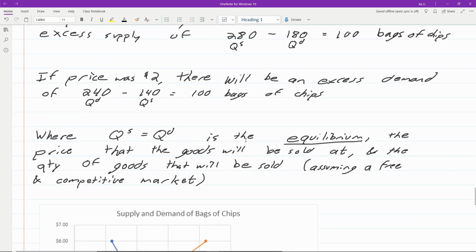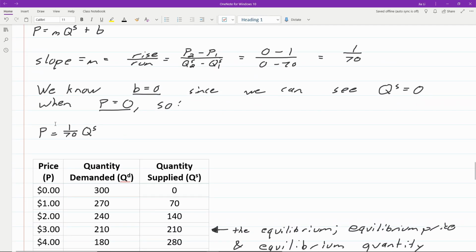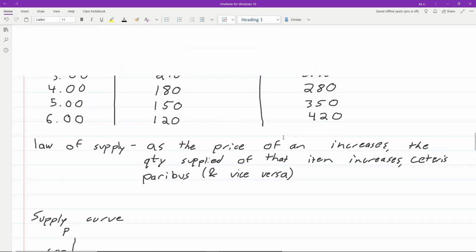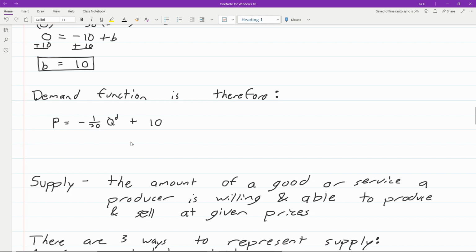Just so you can confirm, I'll scroll back up real quick to show that. Here's our supply function, right? Which is the same as what we saw down there. And our demand function is right here, right? Which is the same as what you saw from down there as well.